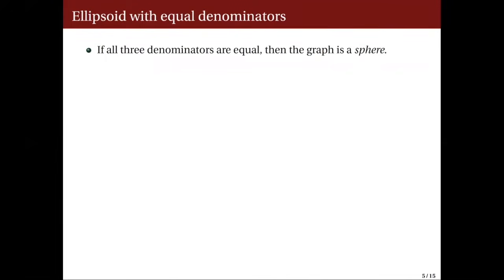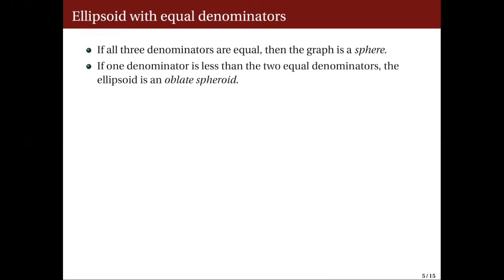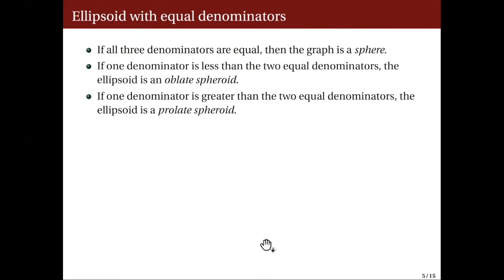Now what happens when 2 of the denominators are equal? Then what we can do is compare the third denominator with those 2 equal denominators. The third denominator may either be smaller or larger than the 2. In the case that it is smaller than the 2 equal denominators, the ellipsoid becomes an oblate spheroid. In the case that the third denominator is more than the 2 equal denominators, the ellipsoid becomes a prolate spheroid.